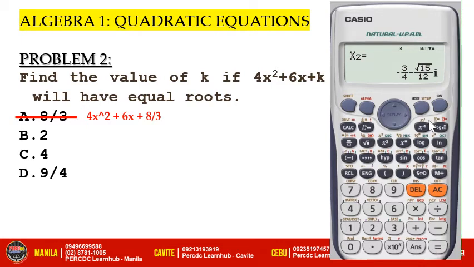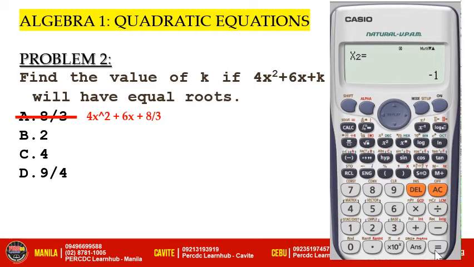Next, itatry naman natin si letter B. So sa letter B, mode 5 pa rin, and then mode 5, 3, and then input the coefficients for 6, and then 2, kasi yan naman yung given sa letter B, and then press equal. So the roots are negative 1/2 and negative 1, so hindi rin. Kasi nga, yung hinahanap natin ay equal roots.